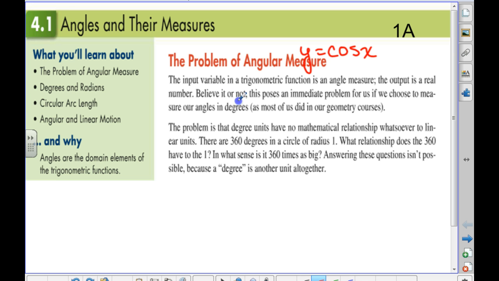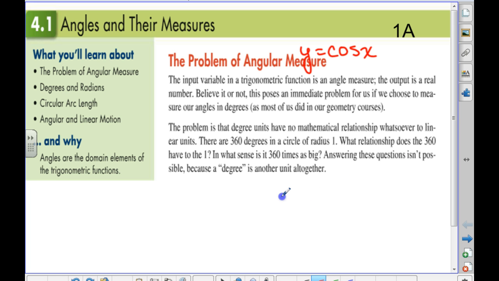It's hard for most of us to understand, but it says this poses an immediate problem for us when we choose to measure angles in degrees. The problem is that degrees have no mathematical relationship to linear units. So when we say 360 degrees in a circle is a radius, there is a radius of 1. What relationship does that 360 have to the 1? In what sense is it 360 times as big? Answering these questions isn't possible because a degree is another unit altogether.